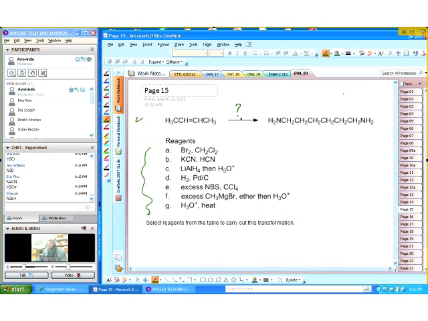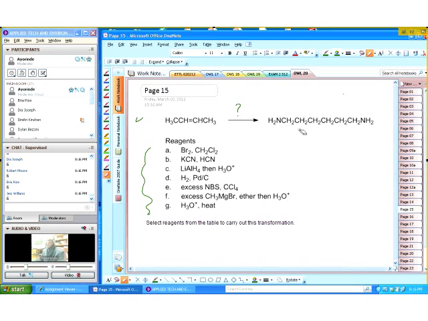Okay. Now, what do you think we need to do? What kind of analysis do we need to make here? Let's look at the starting material. How many carbons do we have in the starting material? 4. Okay, good. So we have 4. 1, 2, 3, and 4. How many carbon do we have in the product? 1, 2, 3, 4, 5, 6. Okay, we have 6.